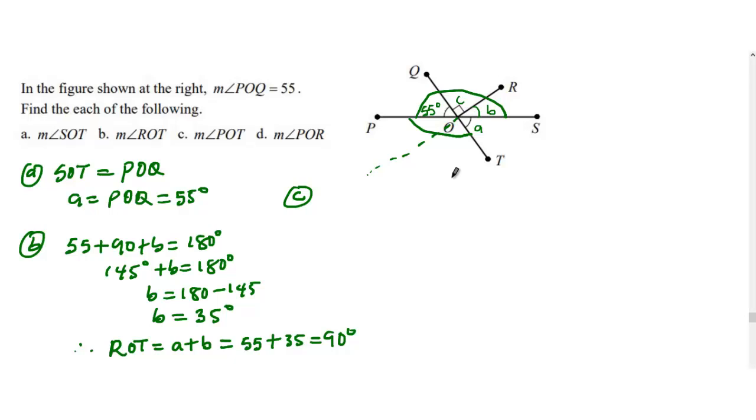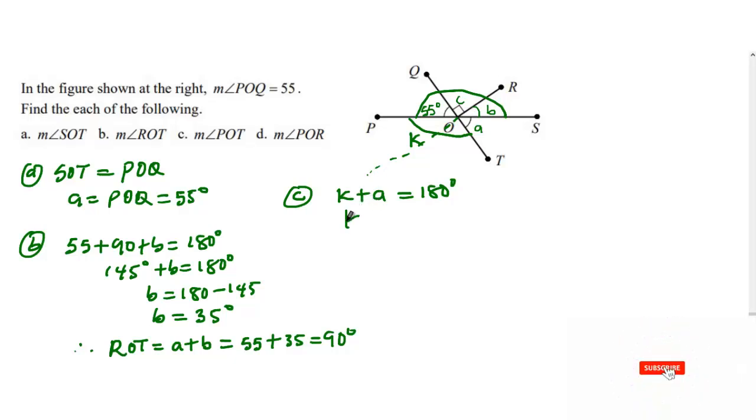Another way we can determine POT, I think that's the best way. That's number one. Number two, we can take the sum of angles here to be 180. So let me say this angle POT here, let me call it K. All right, so I can say that K plus A is equal to 180 degrees. That's the sum of angles on a straight line. I take POT to be K.